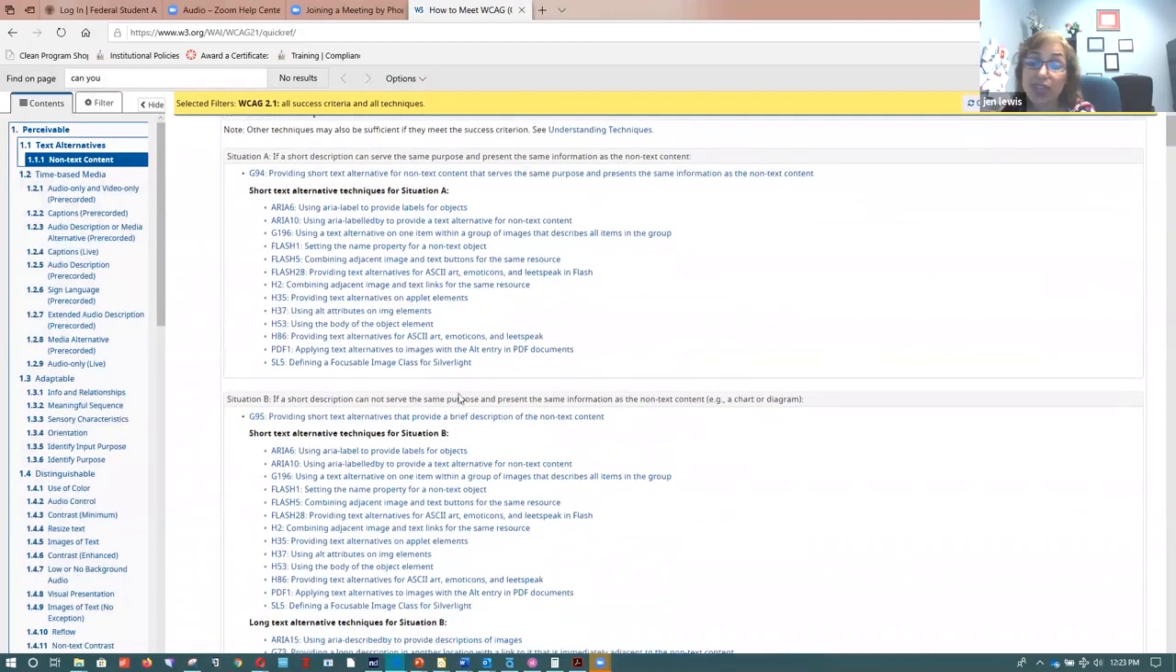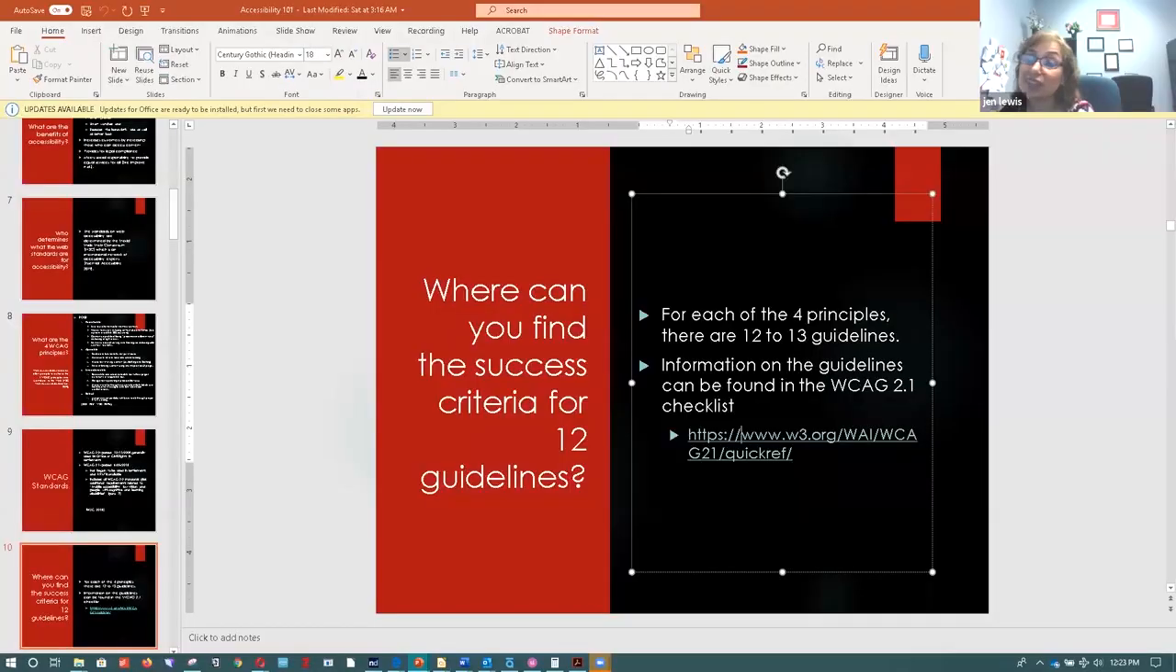If a short description cannot serve the same purpose and present the same info as the non-text content, a chart or diagram. So that's the thing. When you use a chart or diagram, you have to have words behind that, because if not, you're putting the person in a position of not being able to see the information. Because if all it says is chart included, obviously that is not the information that your chart contained.